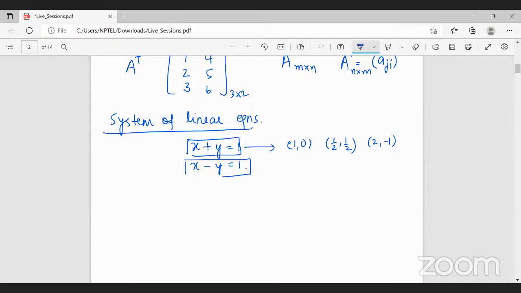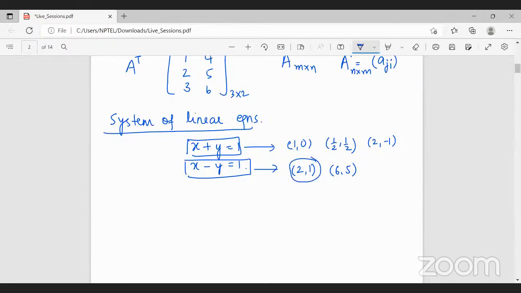Now consider this one alone, x minus y is equal to 1. Can you give me some solutions? 2, 1. 6, 5. Yes. So you have a set of solutions which satisfies this equation.